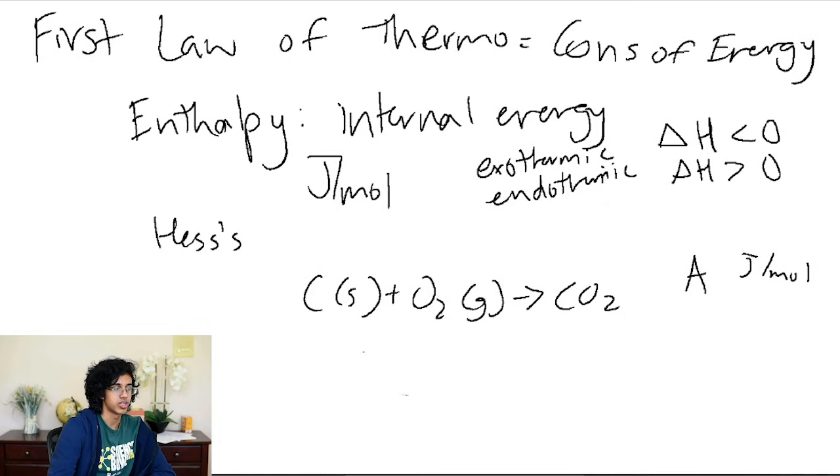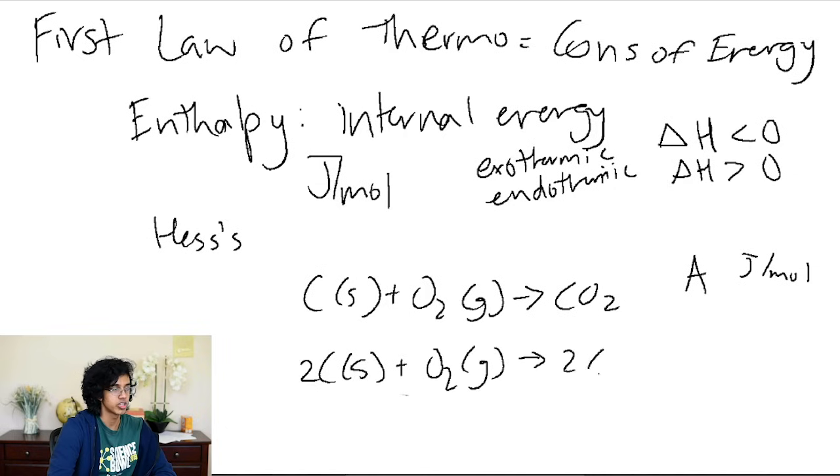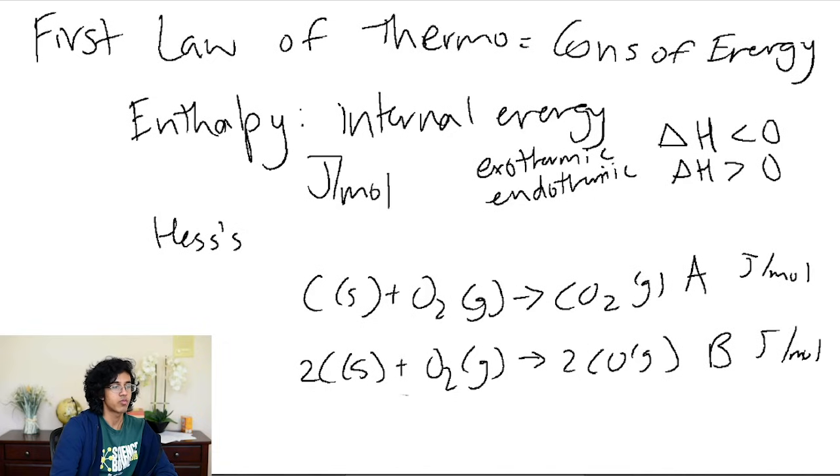And then the other one, what's another example? What about C solid plus O2 gas? Well, we have to multiply this by 2, yielding 2CO gas. And this has B joules per mole. Then, if we wanted to find out how you can make carbon dioxide from carbon monoxide, what we could do is subtract the two equations.